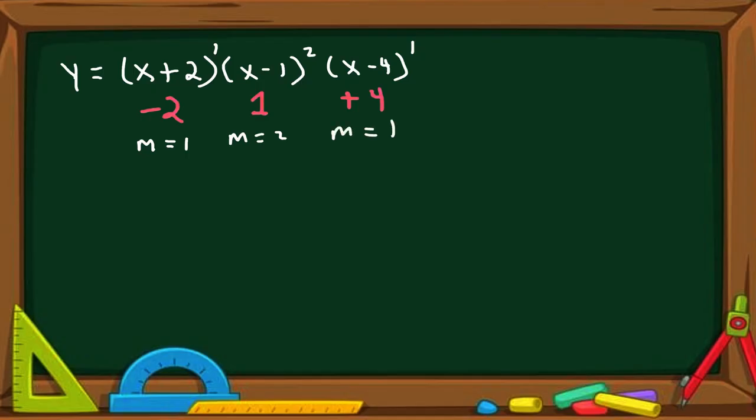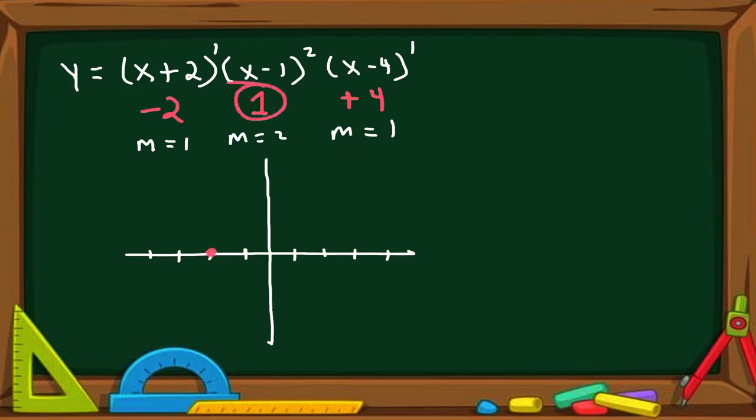And so now we have everything that we need in order to graph this polynomial function. So let's go 4 units to the left and 4 units to the right. So the first x-intercept on the left is at -2, the second one is at +1, and the last one is at 4. Now there's one more thing that we need.